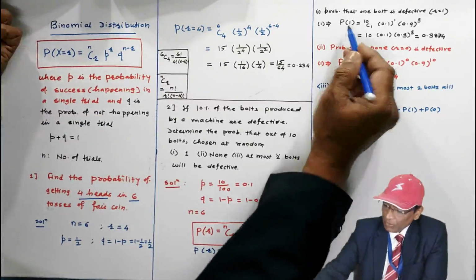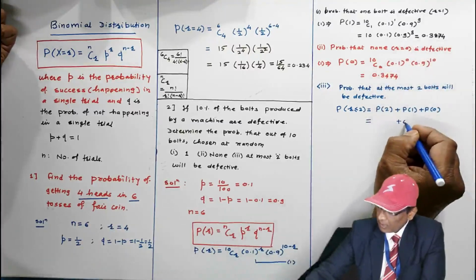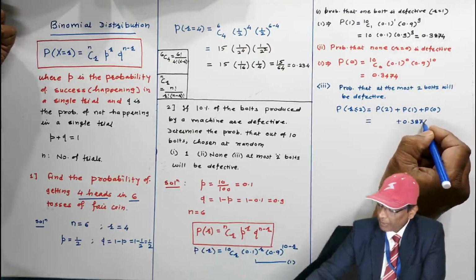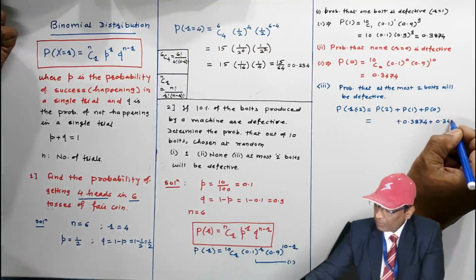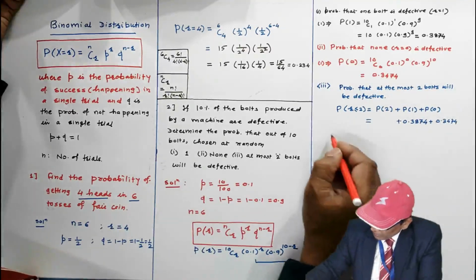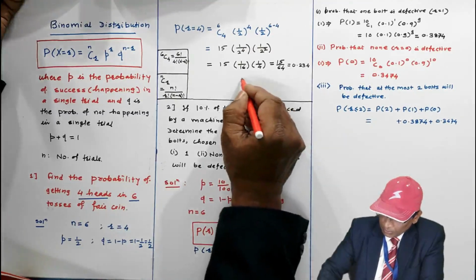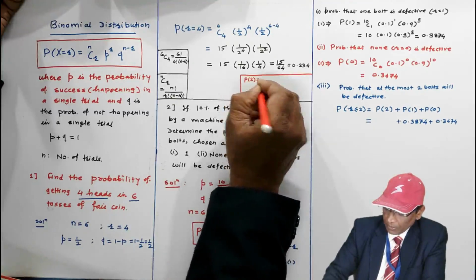Now, P of 1 is available. See, P of 1 we have already found. Therefore, I am writing the value directly. P of 0 also we found, 0.3474. Separately, P of 2 we are going to calculate. P of 2 is required, and that I am going to find.